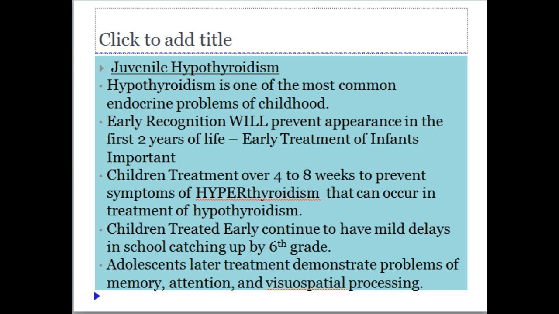So just a quick review of hypothyroidism. It's one of the most common endocrine problems of a child. Early recognition will prevent a lot of problems within the first 2 years of life. And as I reminded you, we do this in the newborn screen when we do the PKU. And so we can pick that up very, very quickly.